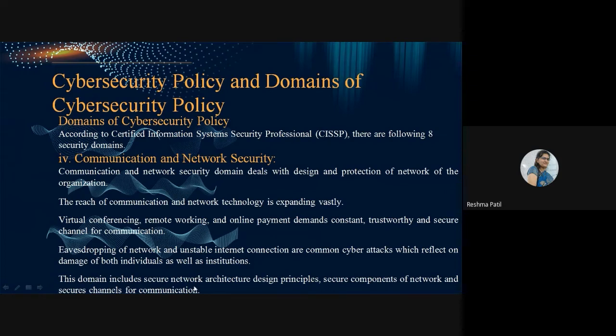This domain includes secure network architecture design principles, secure components of the network, and secure channels for communication. So the design part will be there: how we can design our network security architecture. That part will be covered under this domain, communication and network security.